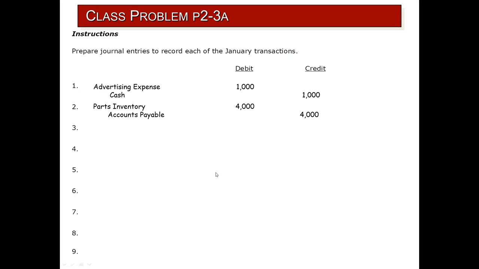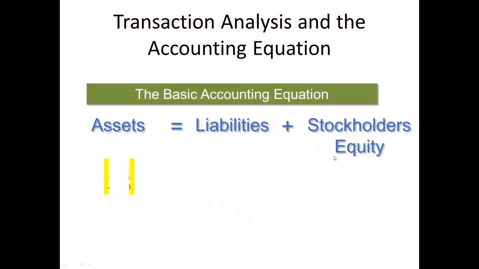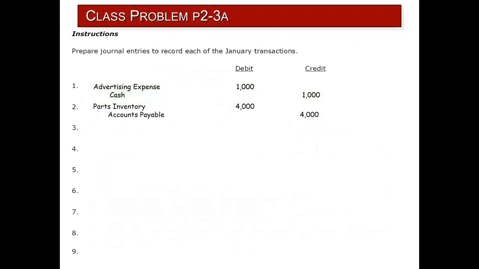All right, so that's basically what you've got to be able to do on the exam: take a transaction and journalize it. So next is miscellaneous expense paid in cash. This is a simple one. Asset went down, cash, and expenses went up, $2,000, which reduces stockholders' equity. Debit expense, credit cash.